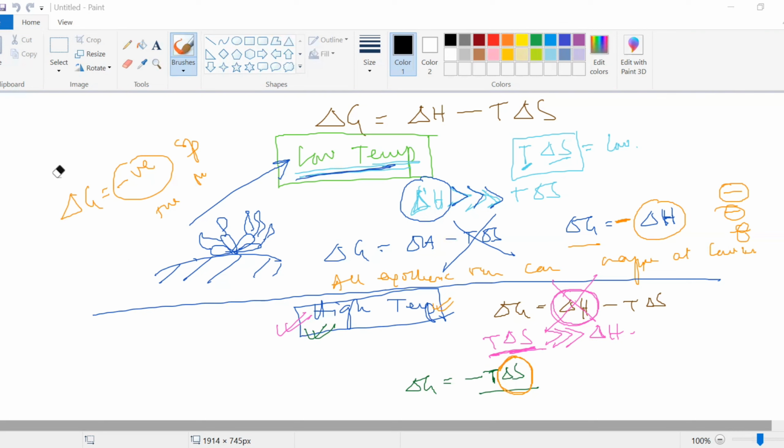We can conclude that at high temperature, which reaction happens? Endothermic reactions, right? We can tell that all endothermic reactions will be spontaneous, where delta S has positive values, right? The positive value will be there, right? So we're getting these questions, isn't it?